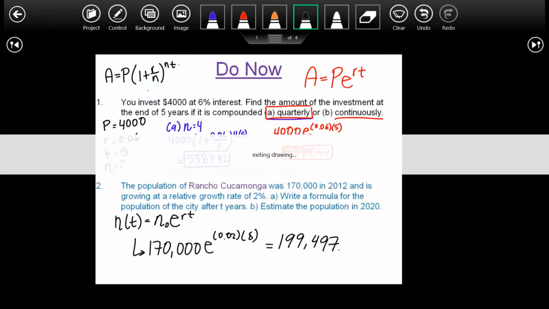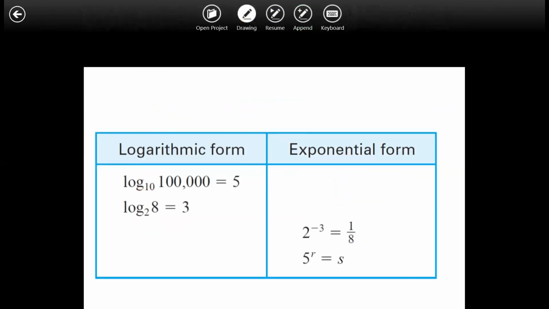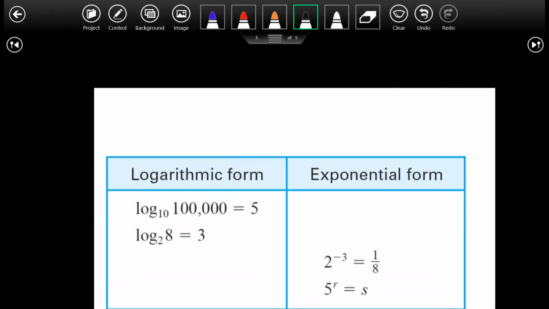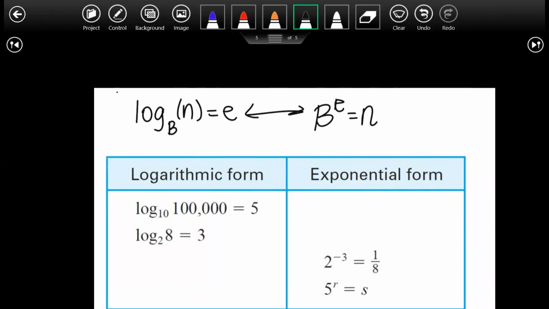Here we go. You do not need to create this chart, but I do want you to write down logarithm form and exponential form. So we're going to go ahead and convert between both of them. If we're working backwards, log is Ben. This is the logarithm of base N of E, to our exponential form and vice versa. So we want to be able to convert back and forth between these two. It should make sense how we're converting these.